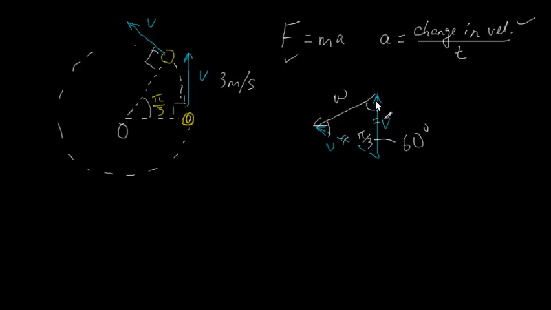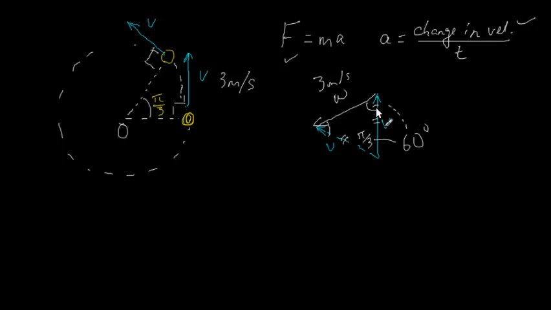Obviously the three sides must be equal in this triangle. So if the v there is 3 meters per second, the length of W must also be 3 meters per second. So I have an answer for the magnitude of the change in velocity, and I also have a direction. The direction will be in this direction, and since I know that this angle is also 60 degrees, it is at 60 degrees to the vertical direction. So that actually gives me an answer.